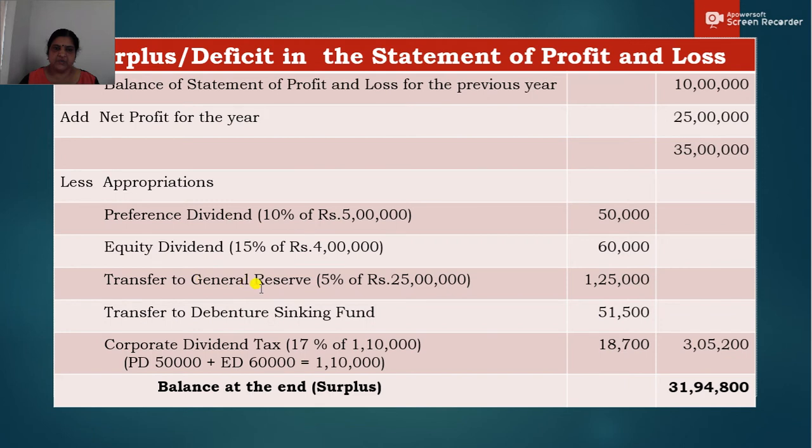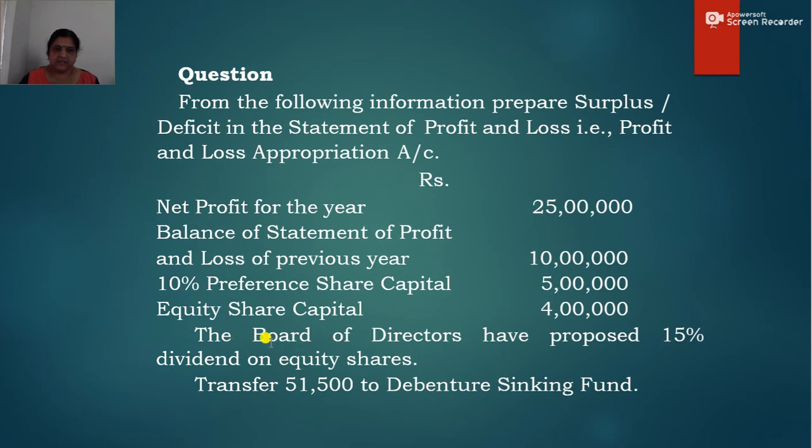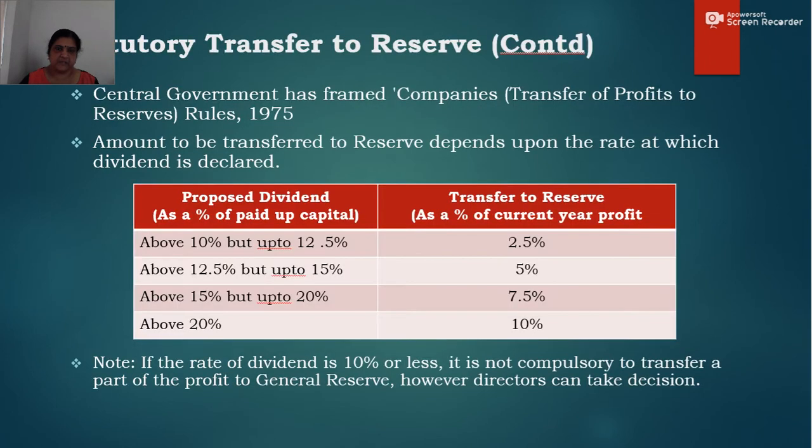One is transfer to general reserve. Now regarding the transfer to general reserve, here the dividend declared is 15%. The board of directors have proposed 15% dividend. The statutory transfer to reserve depends upon the percentage of proposed dividend. As per this table, in case the proposed dividend is above 12.5% but up to 15%, and here it is 15%, then the statutory transfer to reserves comes to 5%.